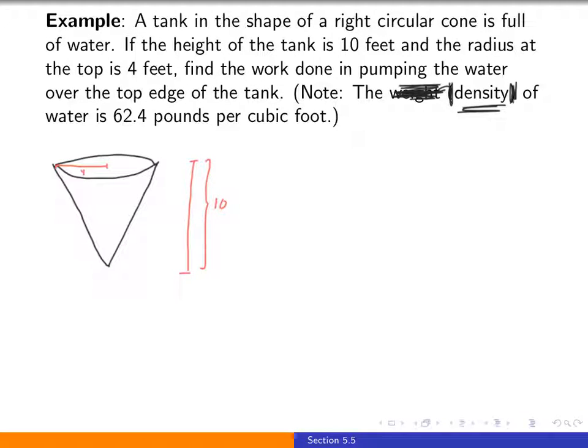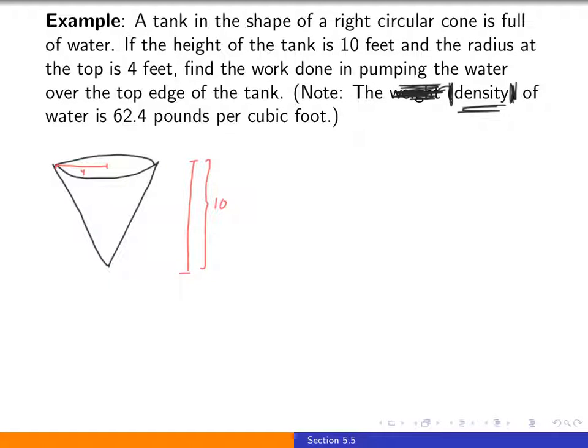In this video, we will discuss one last application of the definite integral. Once again, this is a work example. And what we're going to be doing in this example is calculating the work done essentially in pumping water. And we're going to investigate two such problems.